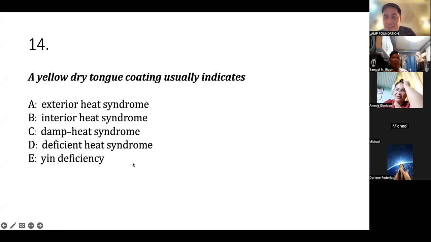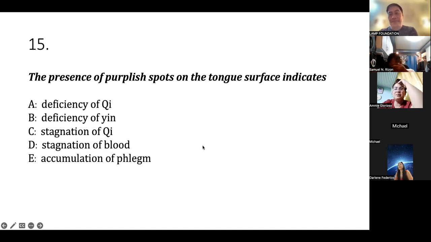Anong kulay ng coating sa deficient heat syndrome? Red coating. Madam Ami, anong kulay ng coating sa deficient heat syndrome? Red, Doc. Ang coating? Wala. No coating na. Okay, number 15. Na-stress na tayo doon. Nakakalito. Pag lump ka, bawal malito.